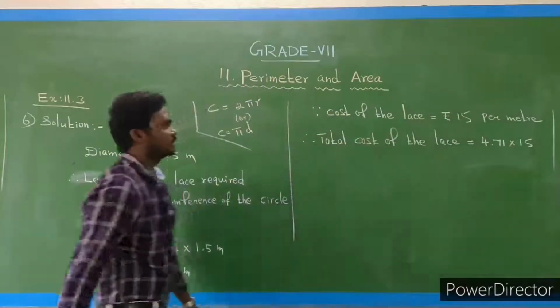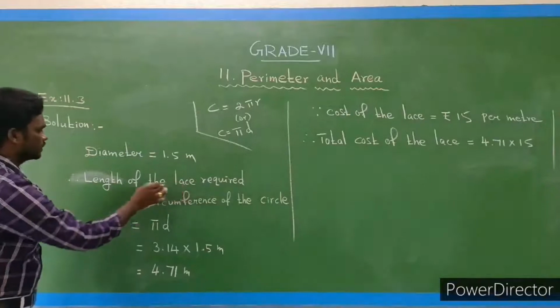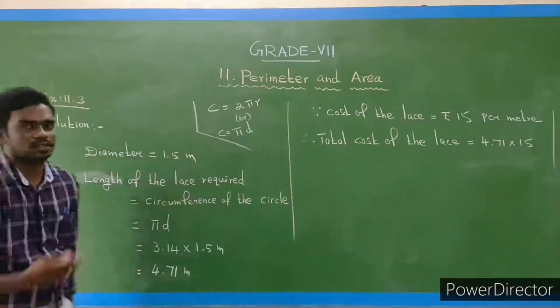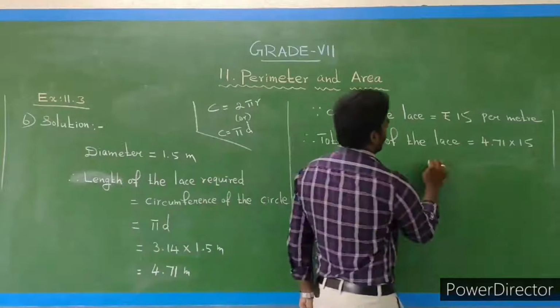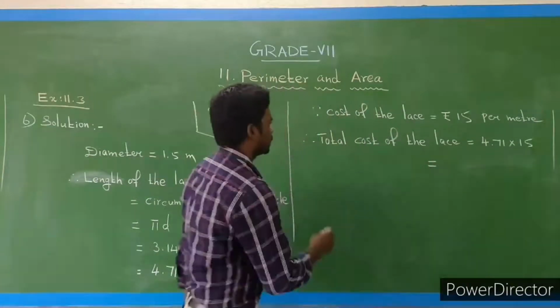Therefore total cost of the lace is equal to total length of the lace into cost of the lace, which is equal to, what is the value of 4.71 into 15?